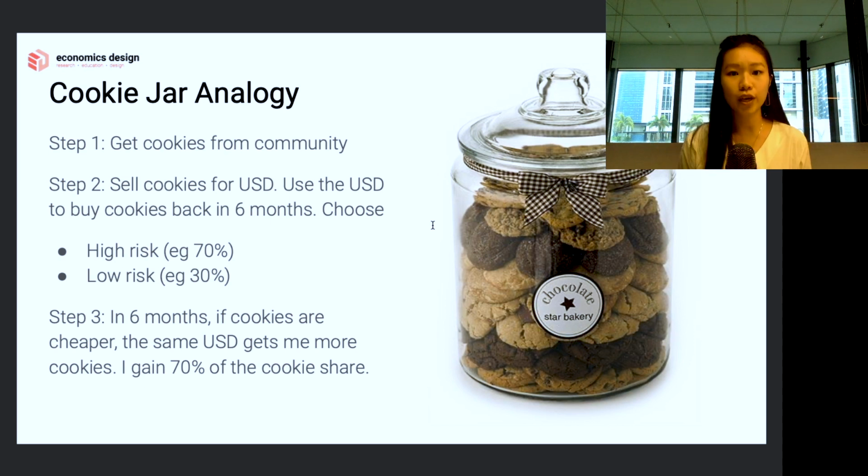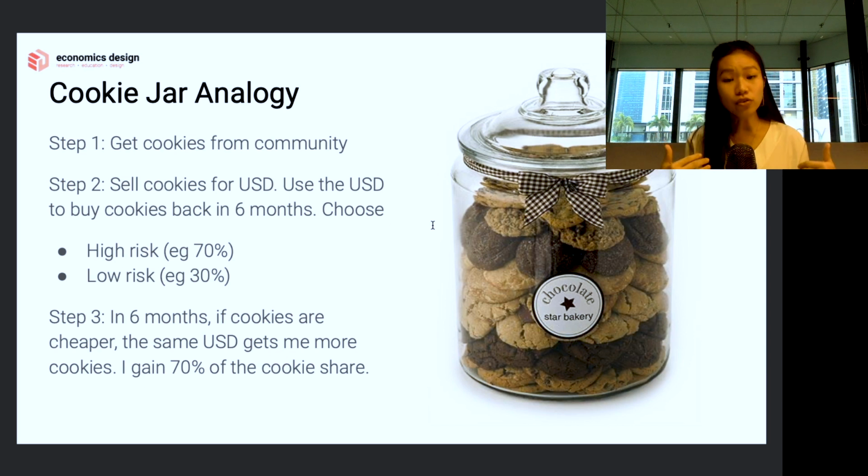And you can choose where you want to be. You can be in the high risk area, or you can be in the low risk area. Then in 6 months' time, it's time for me to buy the cookies again. And if the cookies are cheaper, then the same US dollar will get me more cookies. So let's say it gives me an extra 10 cookies. Whoever is in a high risk profile will get 7 of these extra cookies, and people in the low risk profile will get 3 of these extra cookies. Together it becomes 10 cookies, right?